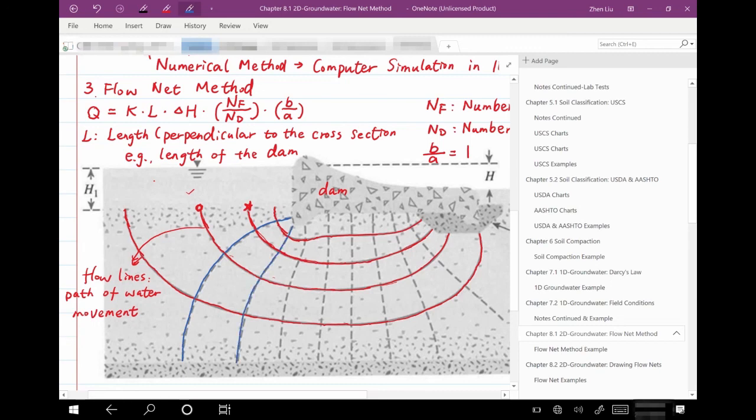As I mentioned, these two sets of lines need to intersect at right angles. So for any point of intersection, the angle should be 90 degrees. This is required. In the next lecture, I will show how to draw a flow net, and this is one criterion that we need to follow when drawing the flow net. If it's violated, that can clearly tell the flow net is not correctly drawn. So these are equipotential lines.